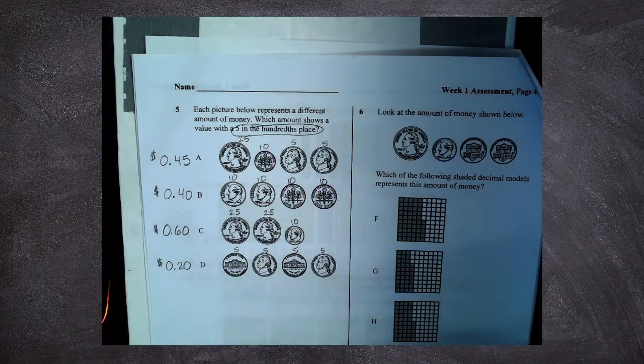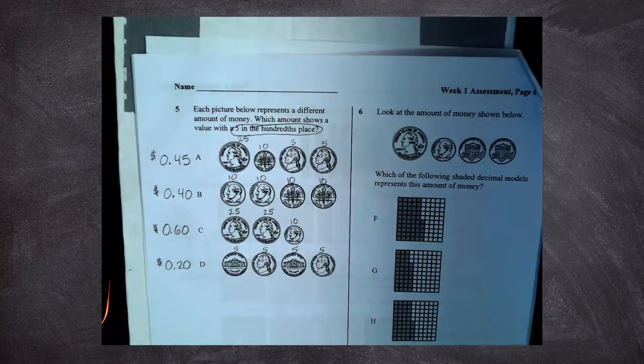Now my question told me to find the amount of money that has a 5 in the hundredths place. If I take a look at my answer choices, which one has a 5 in the... Ezekiel? Answer choice A.